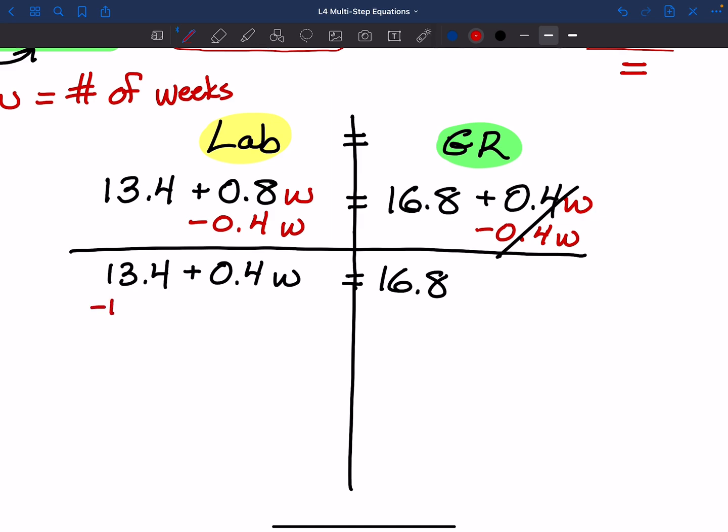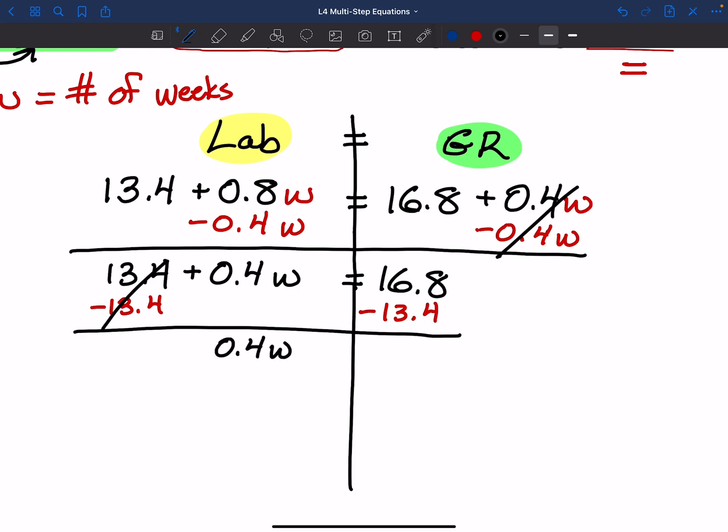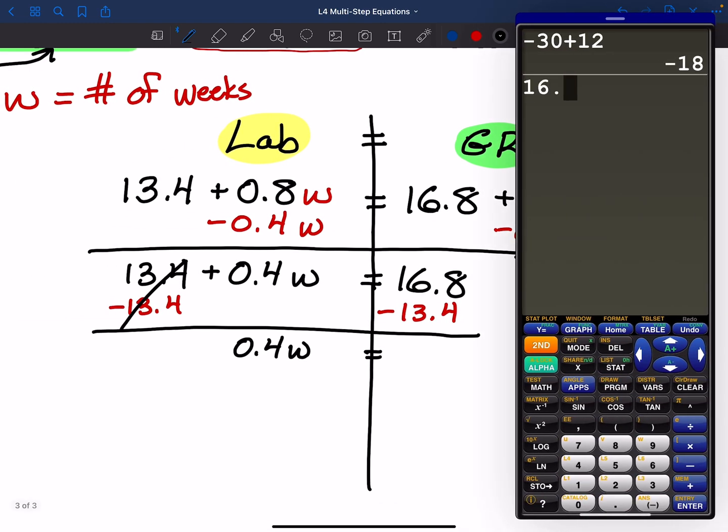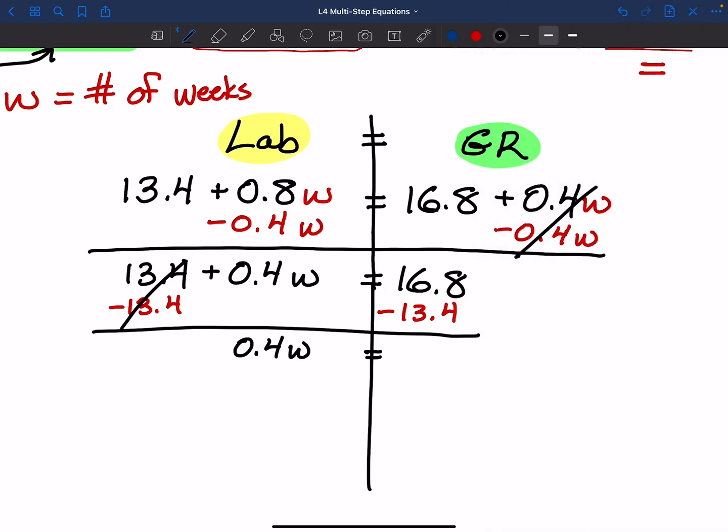So all my variables are over on the left-hand side. That means that this 13.4 has got to go over to the right-hand side. All right, and again, the way we're doing that is we're subtracting because there's a positive 13.4, so to cancel, we need to subtract. So those are gone. They are canceled indeed. 0.4W is equal to, on the other side, 16.8 minus 13.4. Should hopefully give us 3.4. Nice.